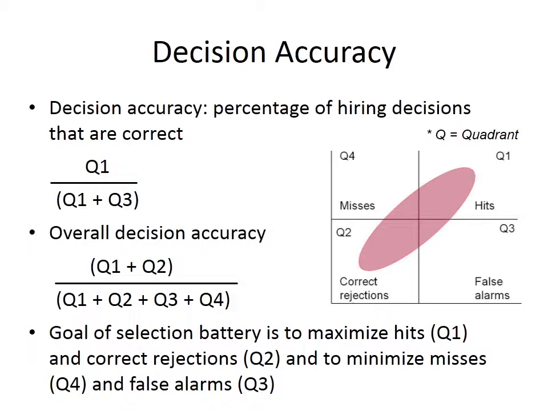Overall decision accuracy is both our hits and our correct rejections. So Q1 and Q2: the people we predicted would perform well that did perform well, and the people we predicted would do poorly that did perform poorly, divided again by the total number of people we're screening. The goal of a selection battery is always to maximize hits and correct rejections and to minimize misses and false alarms. And just by the very nature of how this works, the more valid, the more variance we're explaining, the more narrow that band's going to be. The more hits we're going to get, the more correct rejections we're going to get. We're maximizing those, and we're going to be minimizing those misses and false alarms.